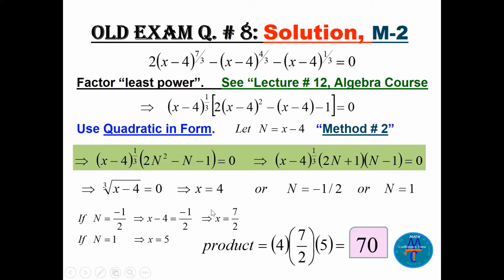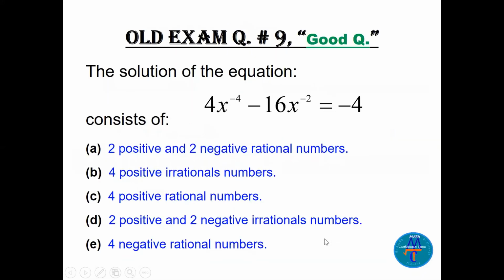But remember, I have to go back to x. So if I take n equals minus half, I put x minus 4 equal to minus half. So x will be 7 over 2. If I take n equal to 1, so x minus 4 is equal to 1, x will be 5. So from n, see here n is x minus 4. Put here x minus 4 is equal to 1. So x will be 5. Find the product, it will be 70. Now the last question is a multiple choice, as we have seen in lecture 24.